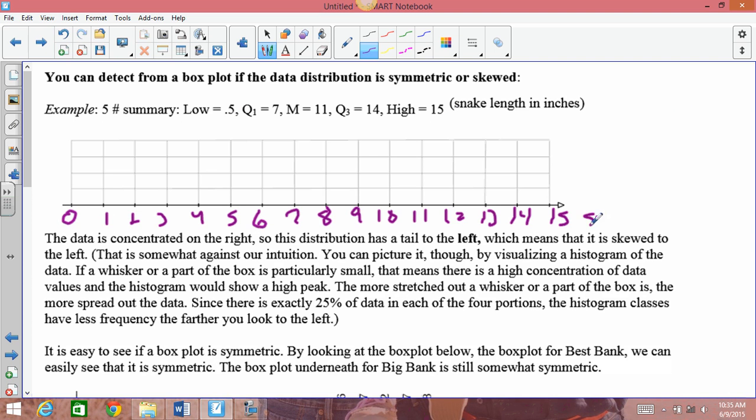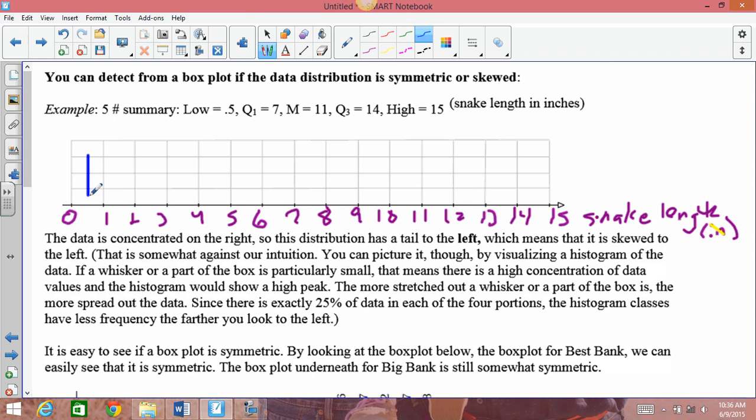and again, I'm going to label this. This is snake length in inches. I will then plot my data here. So the smallest then is 0.5.